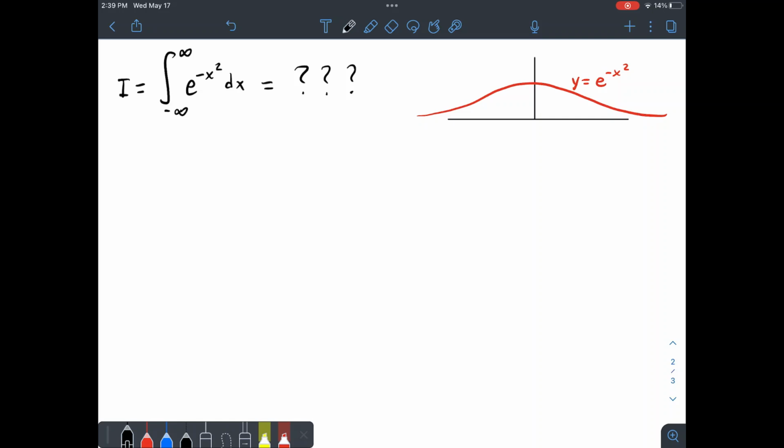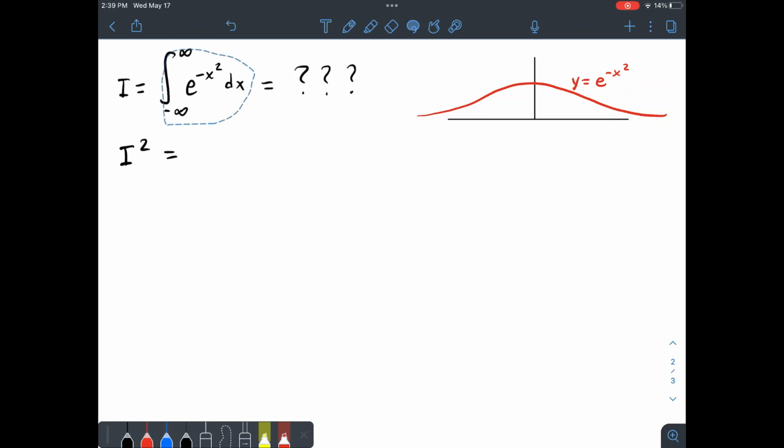Okay, so let's solve this integral over here. This is an integral that has no analytical antiderivative, so we're going to have to do some tricks in order to get this answer. The first thing we're going to do is square this integral, and this will make sense in a second.